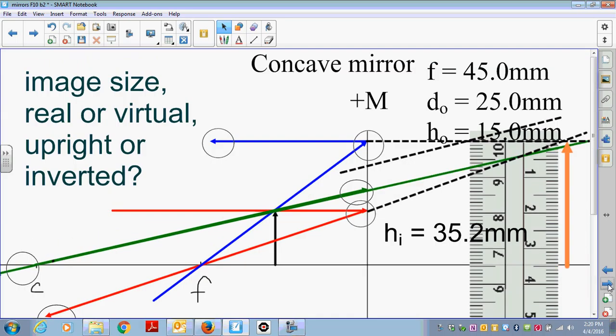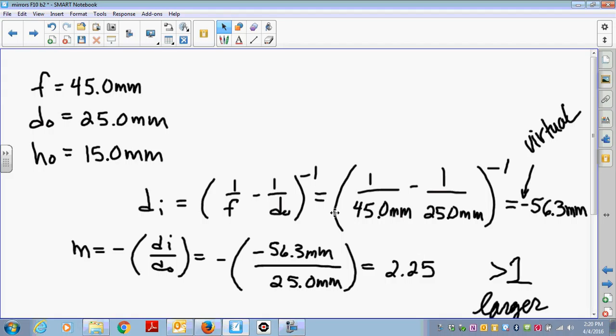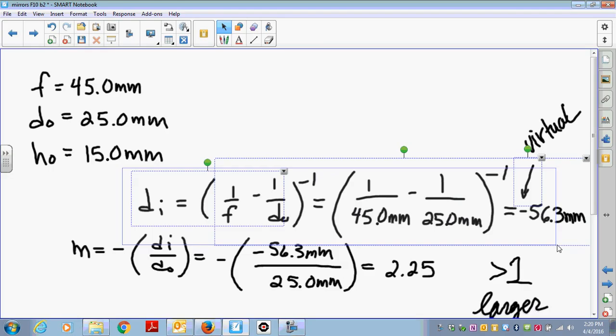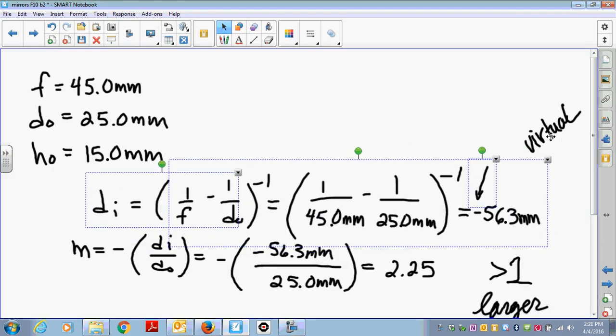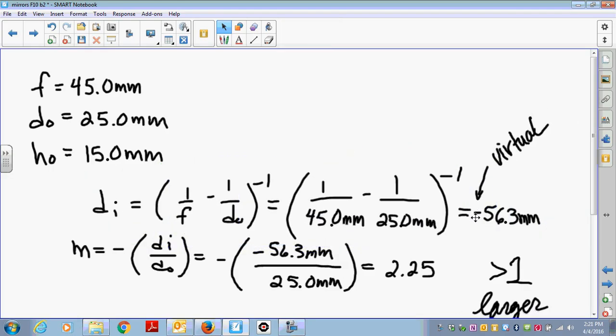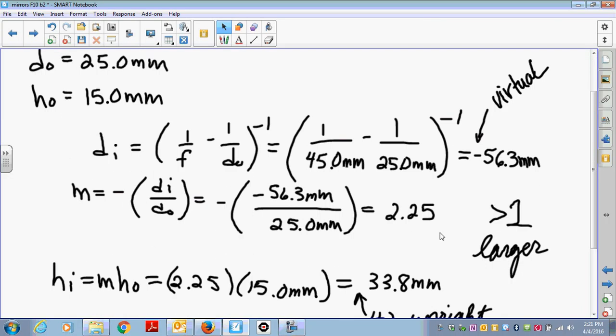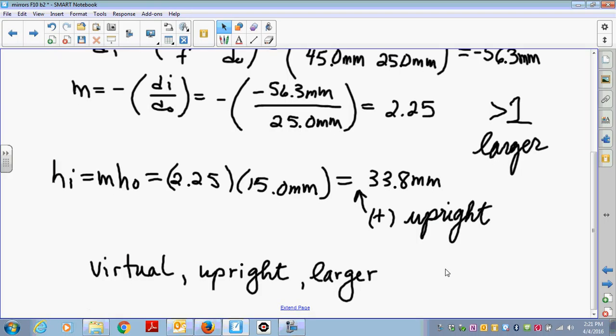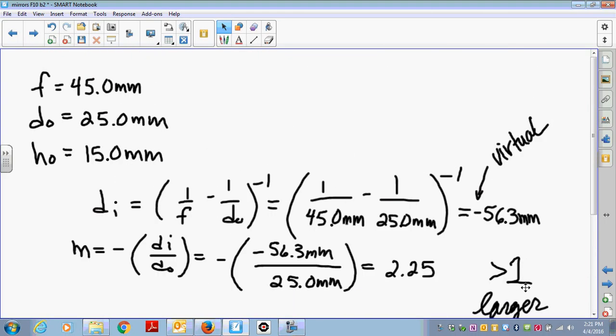Now, you can also do calculations here. Notice that when you do your calculation of your image distance, it ends up becoming negative. And that means that it's a virtual image. The magnification comes out positive. That tells me it's upright. Because the number is larger than 1, that tells me it's a larger image. Notice that also when you calculate the image height, it ends up being greater than the 15 that we started with. Okay, so virtual, upright, larger. That's the solution we get for this ray diagram.